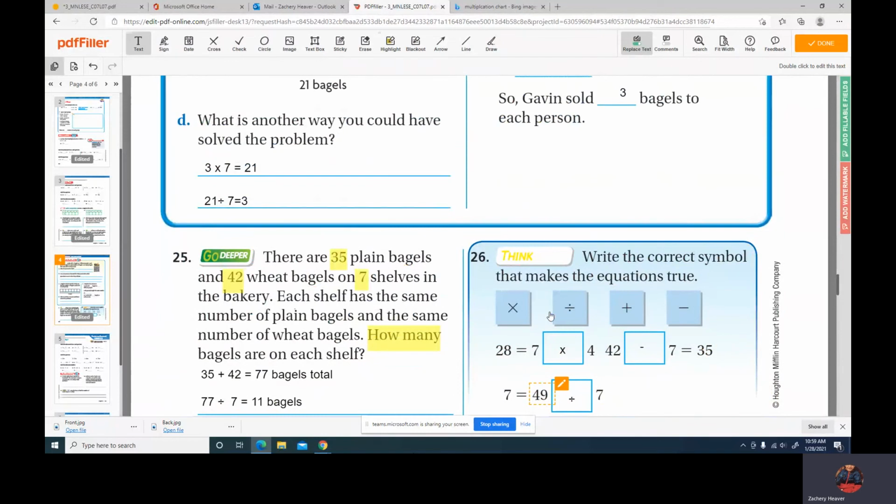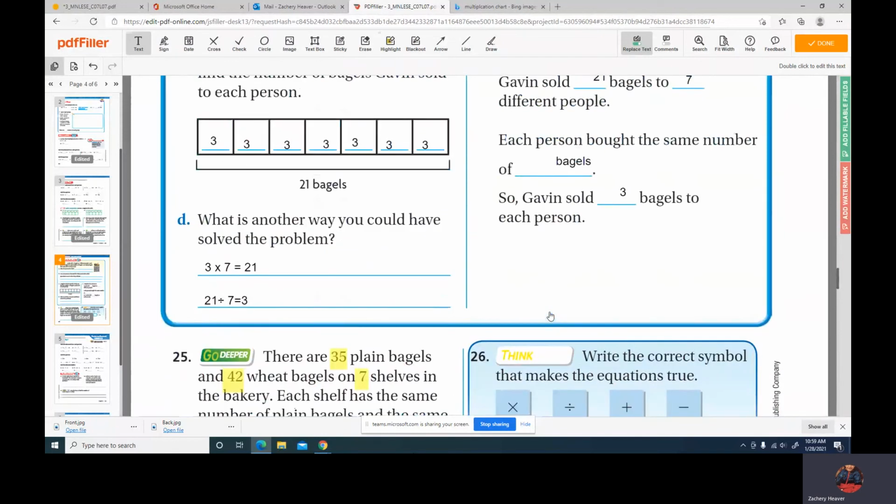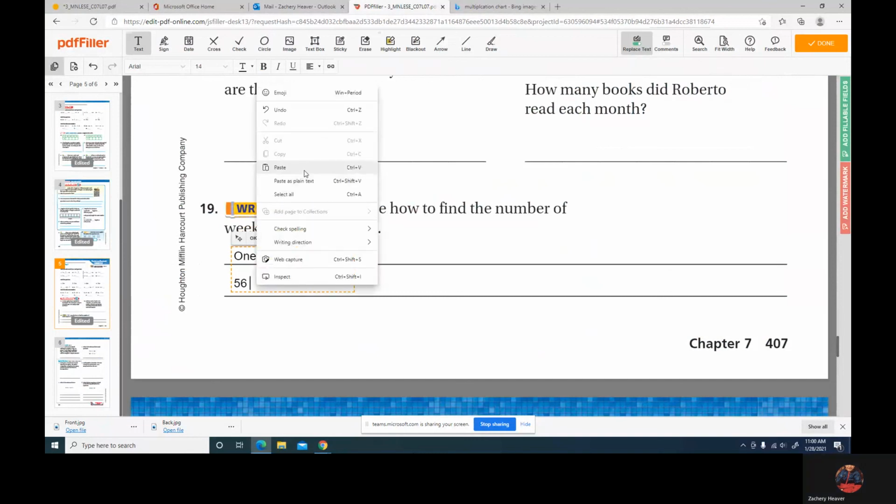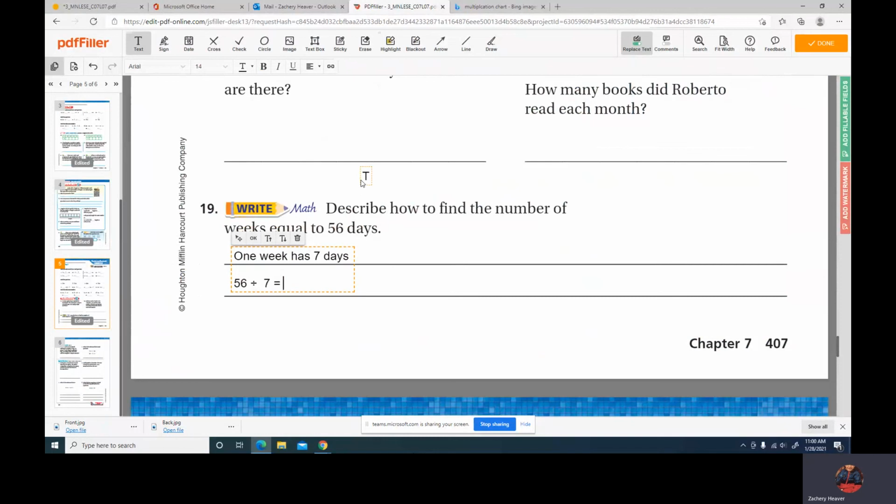Your lesson check you guys should be able to do. Describe how to find the number of weeks equal to 56 days. Well, this is simple. I'll do it with you. One week has 7 days. So we're going to do 56 divided by 7, which equals 8 weeks. Okay. 1 week has 7 days. 56 divided by 7 equals 8 weeks.